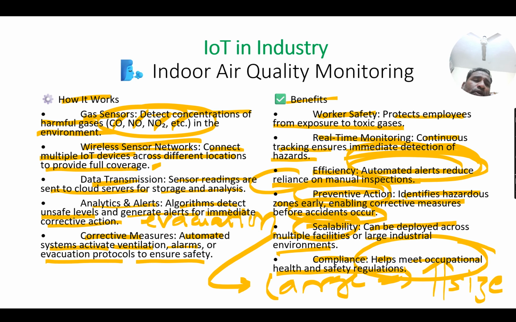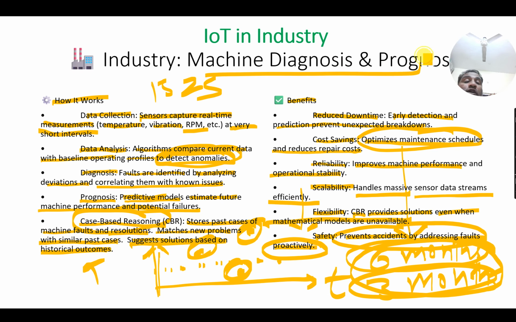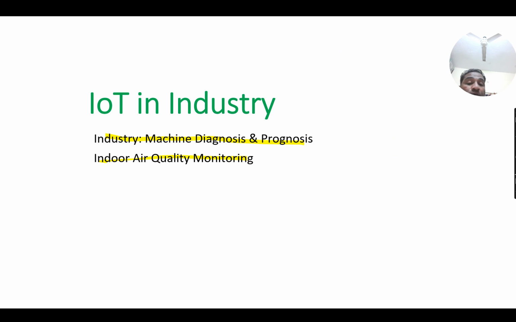Is it clear? Okay. These are the two applications of the IoT in industry. One is indoor air quality monitoring, another one is machine diagnosis and prognosis. Alright. So these are the applications. Let us end this class here.